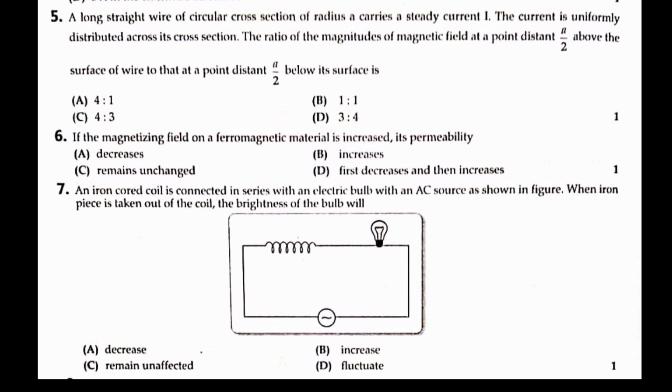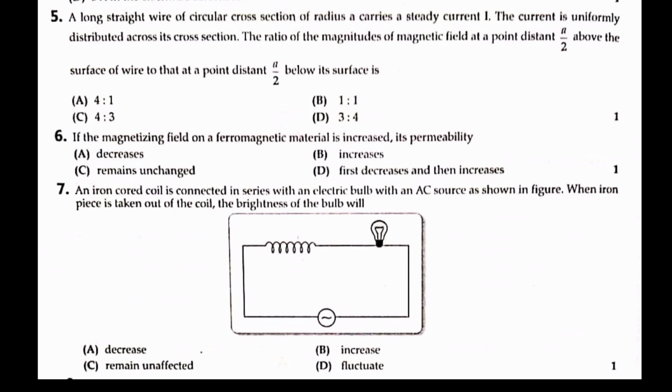Here the diagram is as shown in the figure, and here we have an electric bulb which is connected to an AC circuit. Here we have connected an iron core coil which is in series with the electric bulb. Then when we remove that iron core, that means the iron core coil, what will happen to the bulb? Will the brightness increase or decrease? That is the question. So how can we answer?